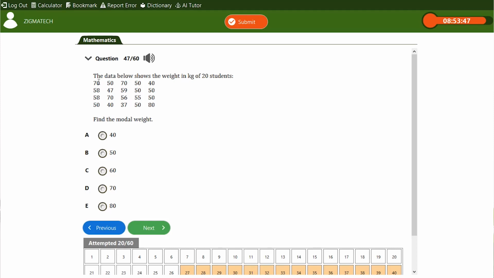Now look at this. They say the data below shows the weight in kilogram of 20 students. Find the modal age. The modal age means mode. Mode means the highest occurring value in a data set, or in a set of data. Okay? The highest occurring number in a set of data.